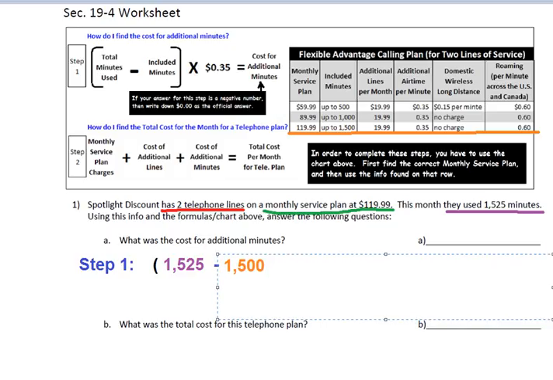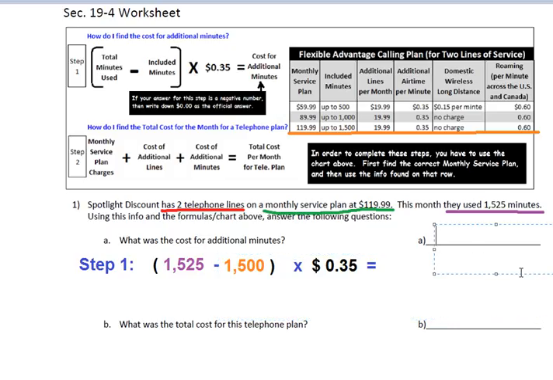But once again, we went over by 25. If you do the math in your head, you can take the purple number minus the orange number and get 25. We're going to multiply that 25 times 35 cents. So 25 times 35 cents, it's not a whole lot. It's only $8.75 extra. So they went over, so they're going to pay $8.75 extra.